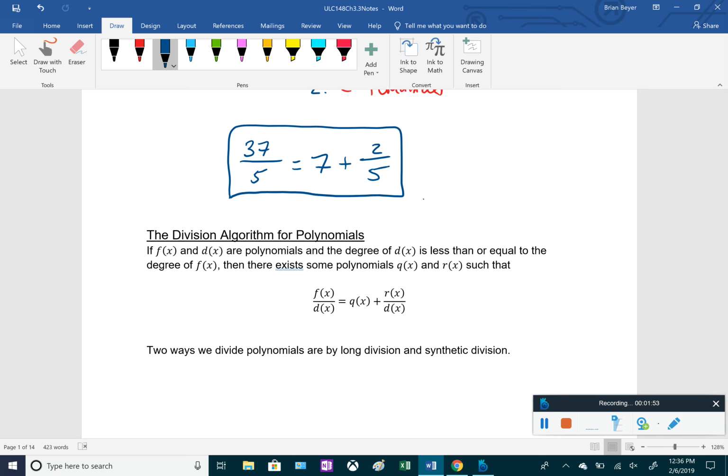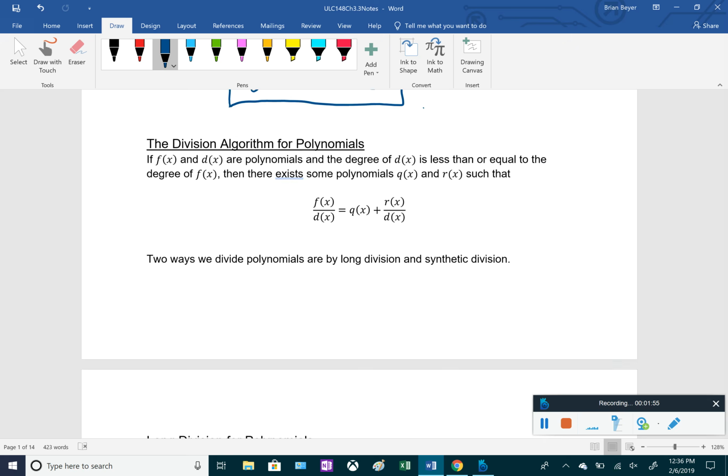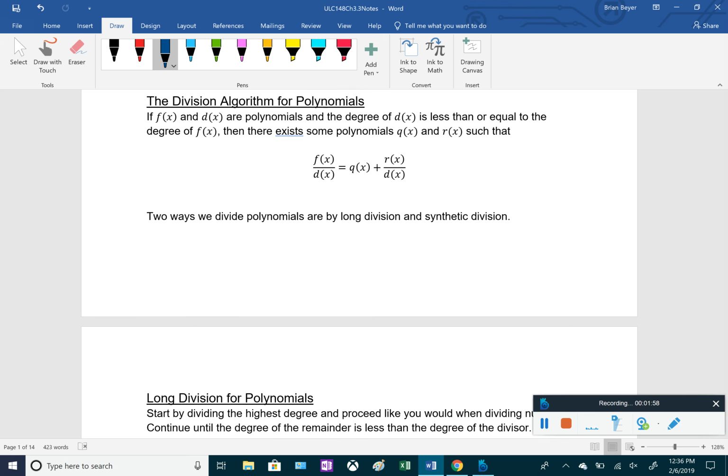So just rewriting the division algorithm to make it look a little bit more confusing, but with functions for polynomials. We have the division algorithm right here. f of x and d of x are polynomials. The degree of d of x is less than or equal to the degree of f of x, so we're just dividing them just like we just did. Then there's going to be some polynomials q and r. q is for quotient, r is for remainder, such that we have this division algorithm. Once again, it's dividend over divisor equals quotient plus the remainder over the divisor.